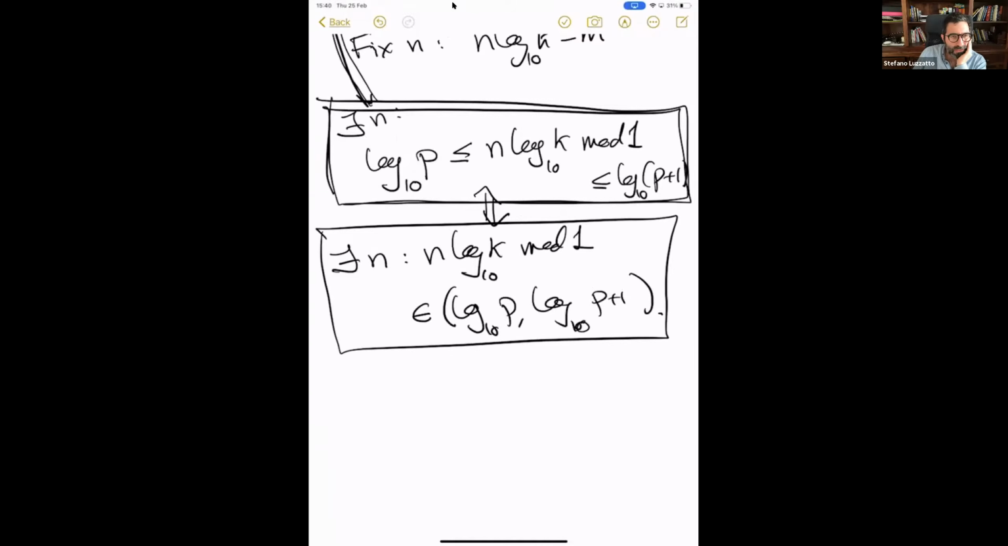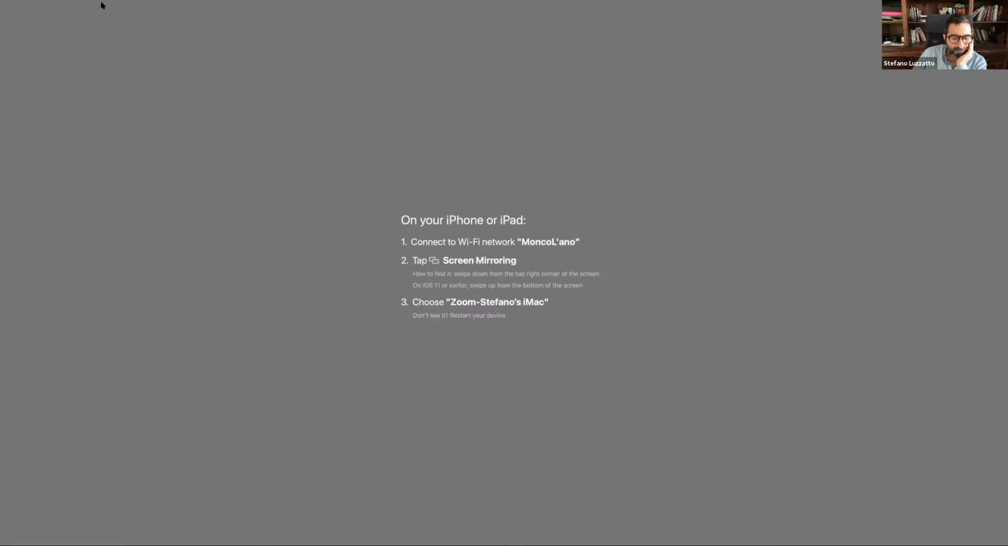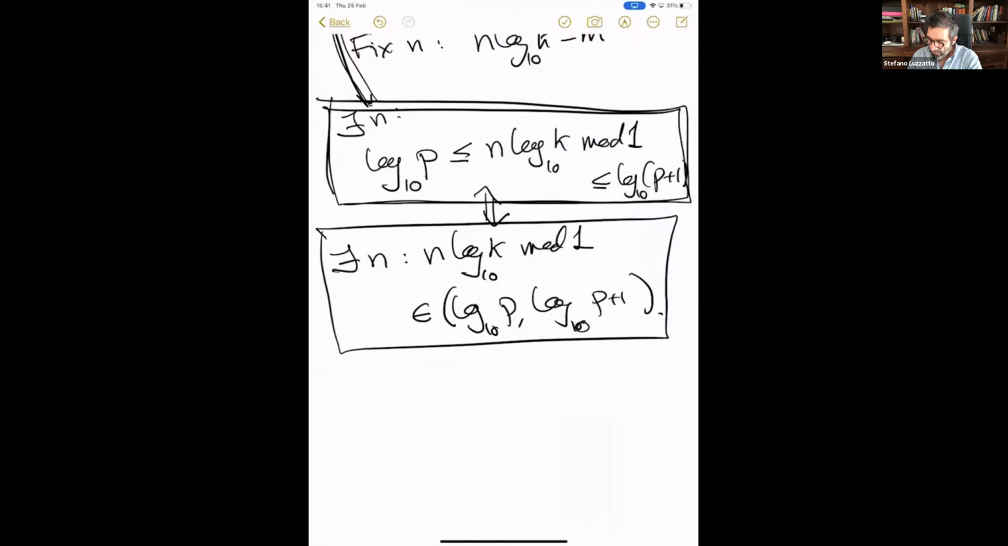So this is the chain of implications, right? So now, how do we prove this? It's the orbit of 0. Exactly, b is that logarithm, that irrational number. Very good. So this is just, as you say, the orbit of 0.